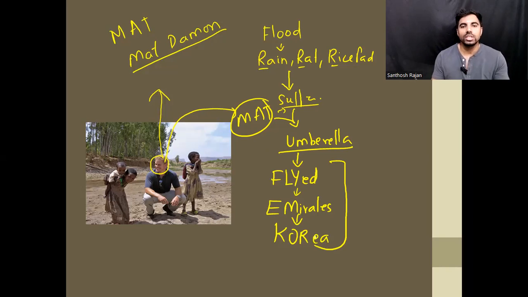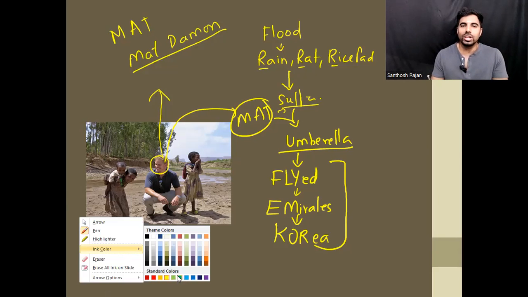Sir, what is this? I don't understand what you're saying, sir. I'll explain. There was a flood in India, rain, the rats came, and everything was destroyed; people were suffering. Matt is a good guy, doing a lot of social service, and he came to help us. So this was the story. What is the link to Leptospira? I'm going to give you the link now.